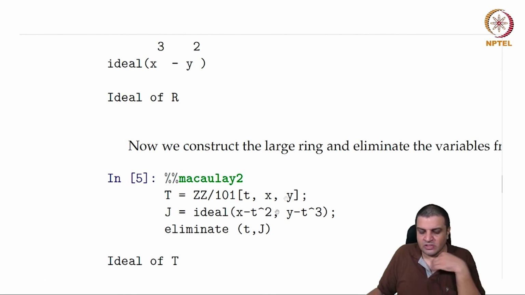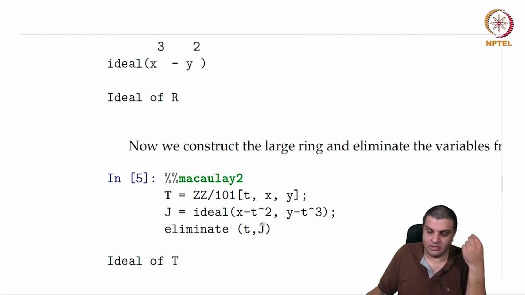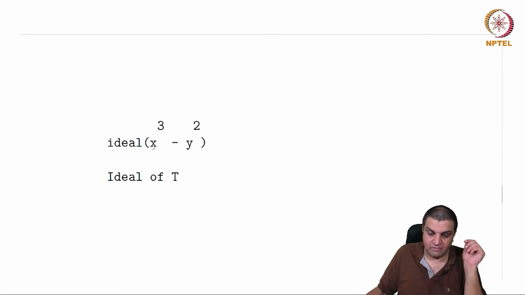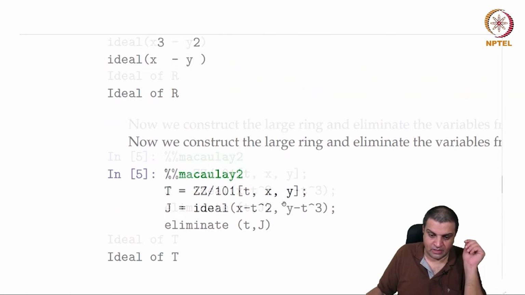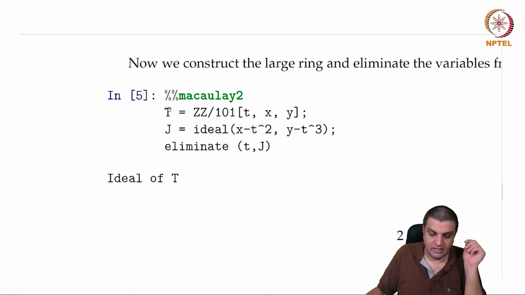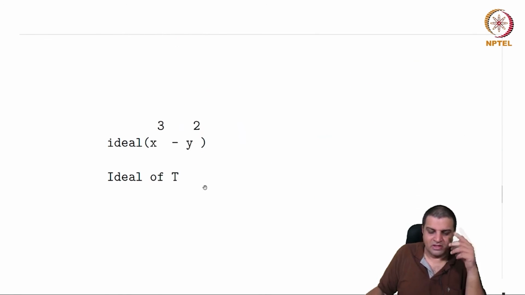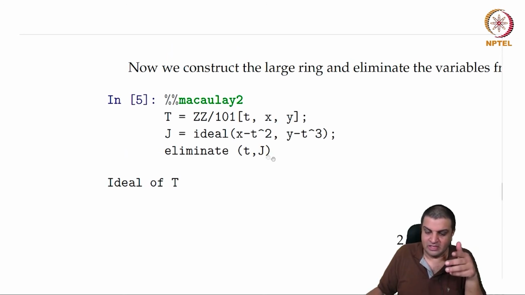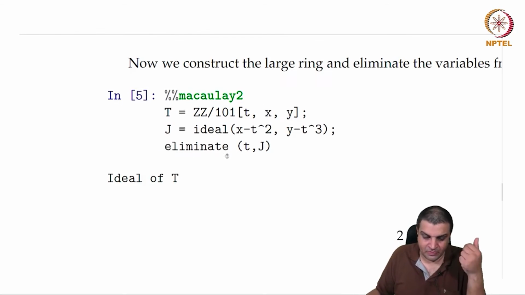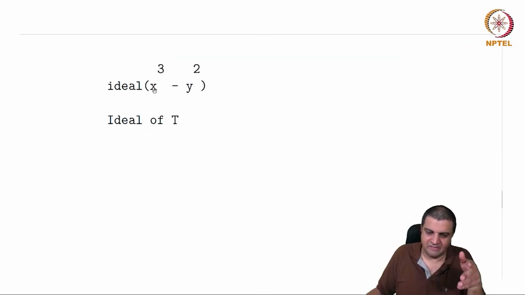If you use this command, then we don't have to specify the Lex order, Gröbner basis, etc. Just use this command directly, and it now says ideal x cube minus y square. Here it says ideal of R, here it says ideal of t. There's some minor issue like this because elimination is done in T itself, but one can safely ignore this part and think of it as an ideal of R.